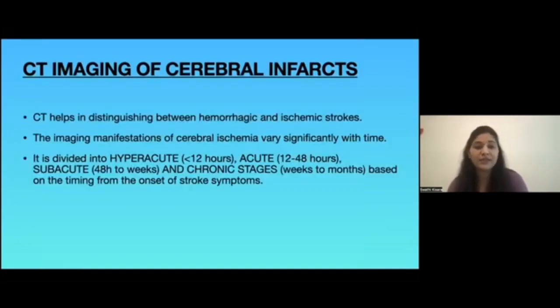Now coming to the CT imaging of cerebral infarcts. CT helps in distinguishing between hemorrhagic and ischemic strokes. The imaging manifestations of cerebral ischemia vary significantly with time. And it is divided into the hyperacute stage, which is less than 12 hours after onset of symptoms, the acute stage, which is between 12 to 48 hours from onset of symptoms, the subacute stage, which is 48 hours to weeks, and the chronic stage, that is weeks to months after the onset of stroke symptoms.